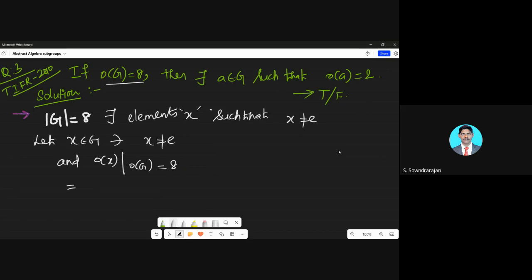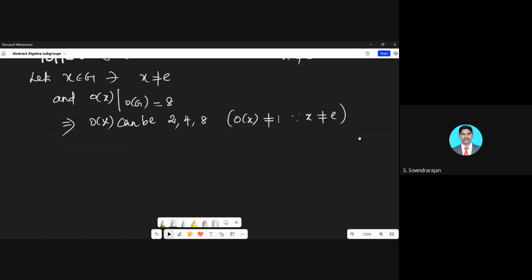So order of x can be 2, 4, 8. Here 1 is also a divisor of 8, but order of x cannot be 1 since x is not equal to e. Suppose x is the identity element, then we can say that order of x equals 1. In that case, 1 is the order of the element x. Right, so we need to verify this.